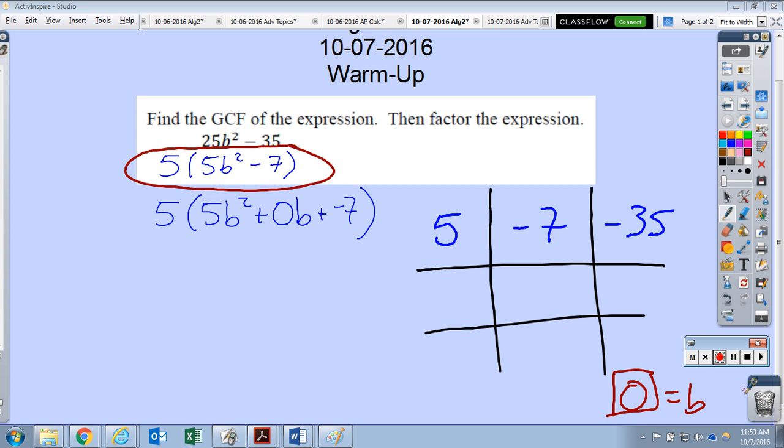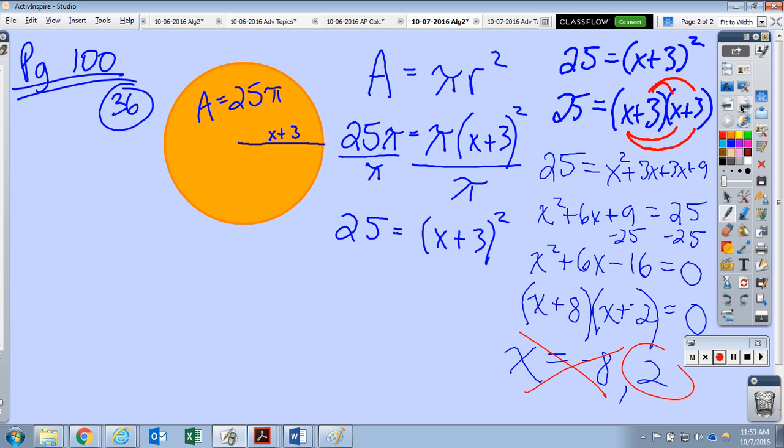Alright, so today we're going to try to answer the question about how do we find unknown parts of a triangle. See if we can get there. So we had this problem on page 100. I'm not sure how far we got last class. Number 36. Does anyone remember how far we got on this one?